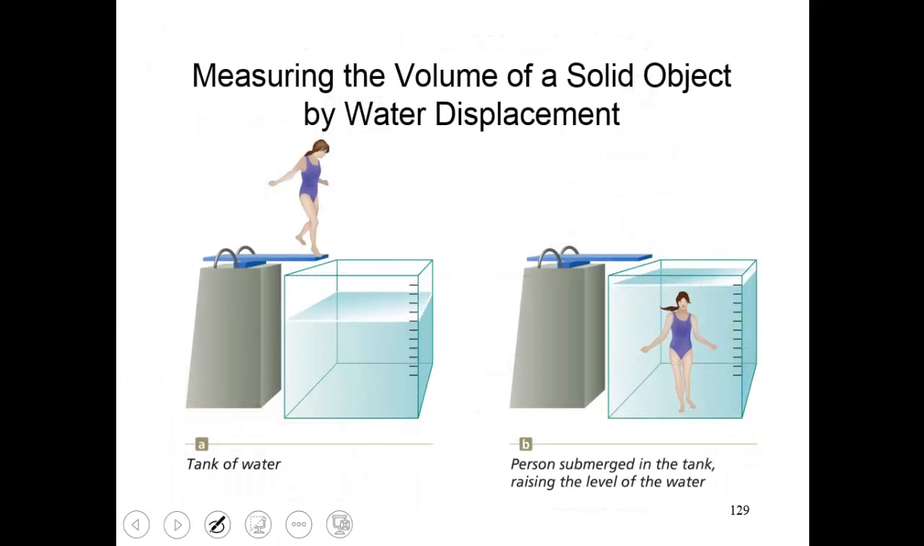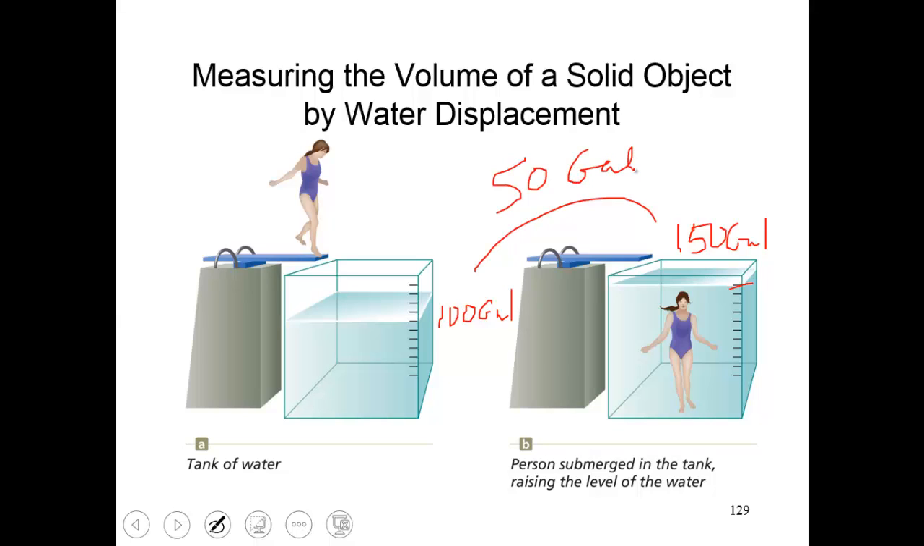Now, in terms of finding the volume of an object by water displacement, we'll do this in lab, we'll be given a certain amount of water. Let's say there were 100 gallons of water in this tank. And when the swimmer jumps into the pool, and now we have 150 gallons, that has been measured by the side of the pool, we can see that by difference here, the volume of the person is 50 gallons. Because initially, without her in the swimming pool, it was 100 gallons of liquid in the swimming pool. And then after she jumped in, it was 150 gallons.